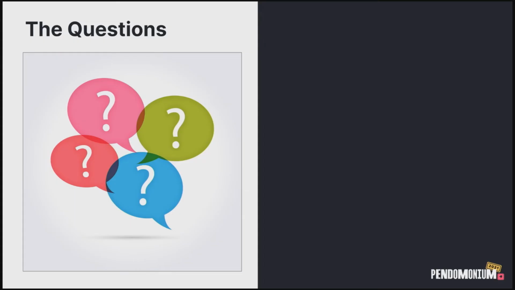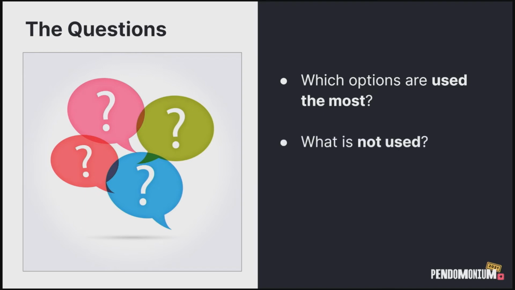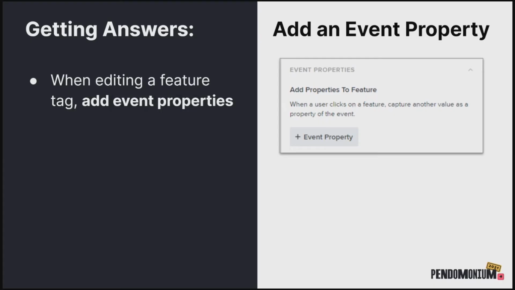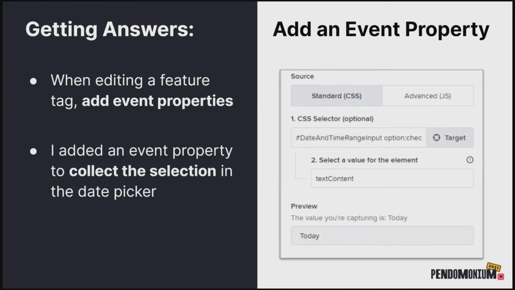So the questions that we had along with those hypotheses were, which options are used the most out of that dropdown? What is not used so that we can deprecate it? And how do we help the user get what they need faster? So what we did, going back to event properties, is we added event properties to that generate report button.